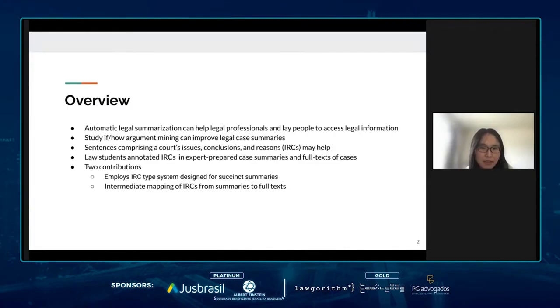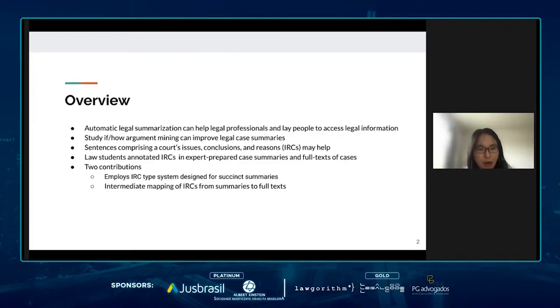Legal summaries are a necessary tool for legal practitioners to analyze a huge amount of legal material. Unfortunately, not all decisions have high quality summaries. The reason for that is simply because it's too costly to do that. So automatic legal summarization could help legal professionals and the public to access legal information at a much lower cost.